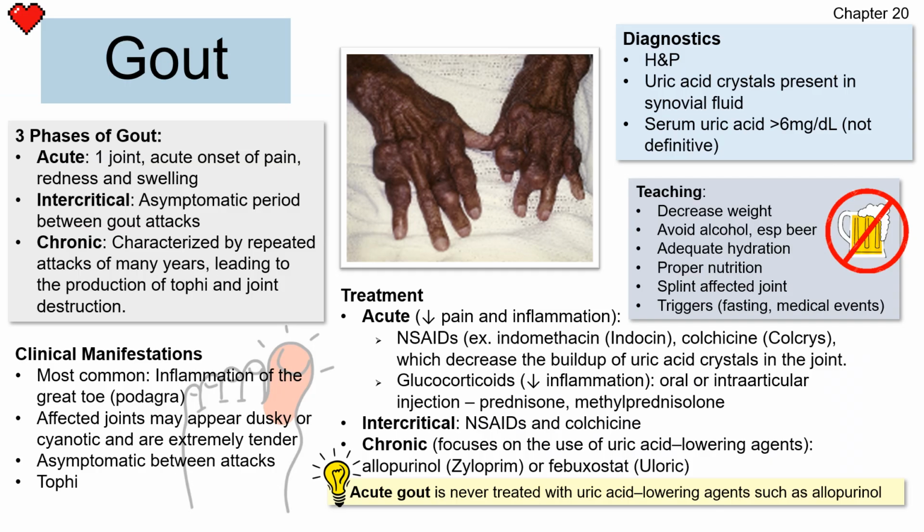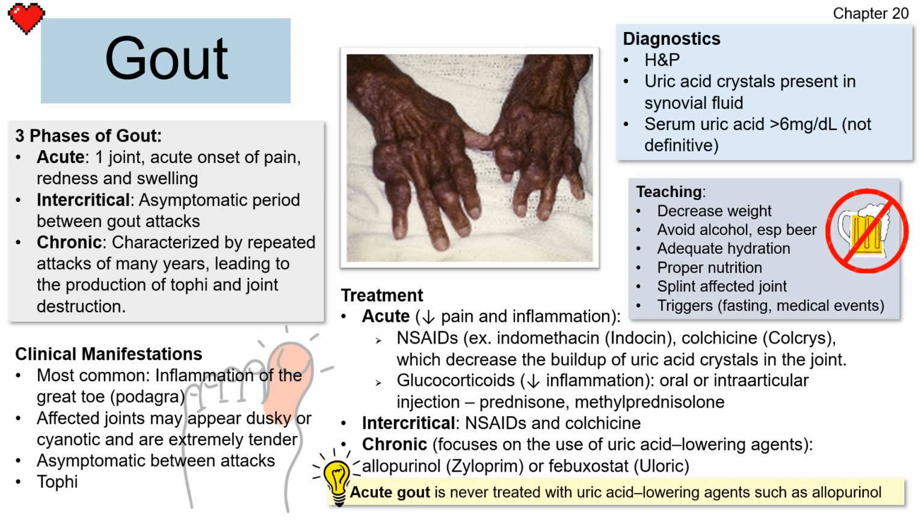So there's 3 phases of gout. We're going to have the acute, the intercritical, and the chronic. During the acute phase, you're going to have at least one joint affected, and there's going to be a lot of pain, acute onset of pain. There's going to be redness and swelling. So we're going to have inflammation. Then we have this intercritical phase. This is where the patient's asymptomatic. So this is in between those flare-ups of the gout.